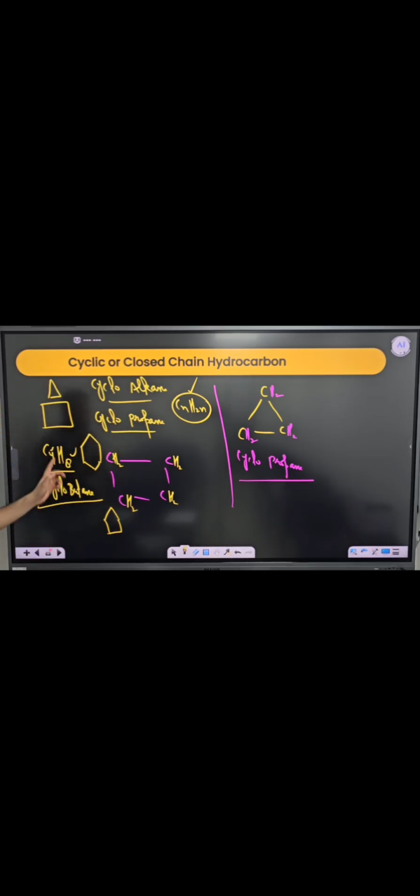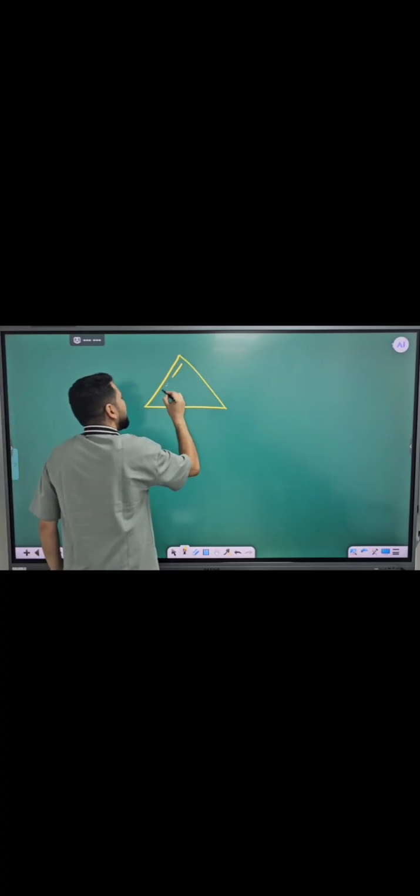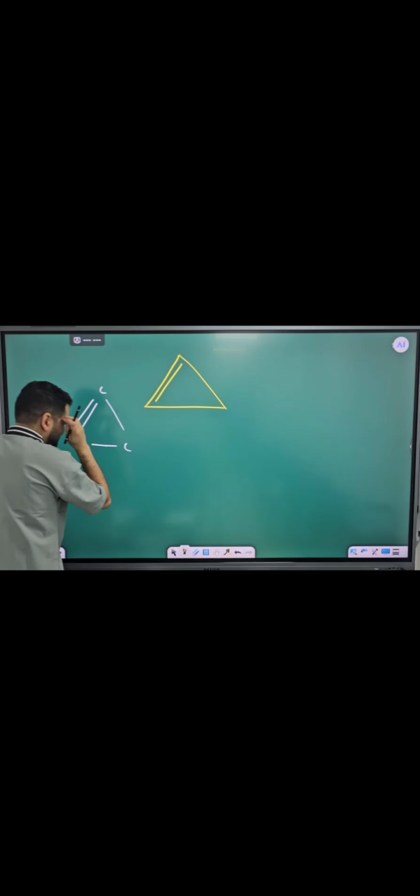Similarly, if I talk about cycloalkenes now, for example, the simplest cycloalkene will be this way. There will be a double bond. That's it, guys. So look here. At every point there is carbon. Now, at one place I am putting a double bond, and here I'll put a single bond.